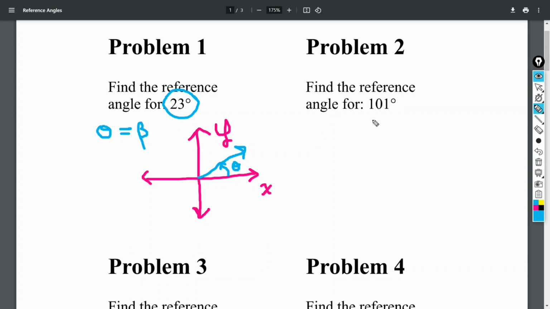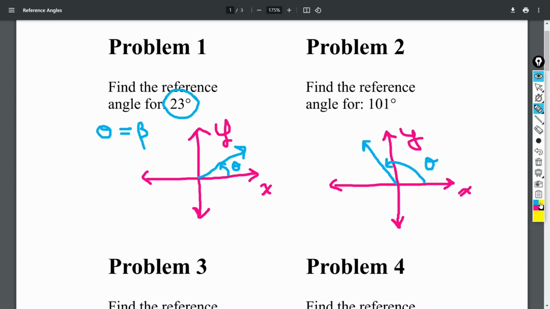We want to find the reference angle for 101 degrees. Okay, so let's draw this out so we can think about where this is. So we've got your x-axis here, your y-axis here, and the angle is going to end somewhere past 90 degrees, 11 degrees past 90 degrees. So this is your regular angle. Let's call that theta. And then our reference angle here is beta. It's this angle here up from the x-axis.